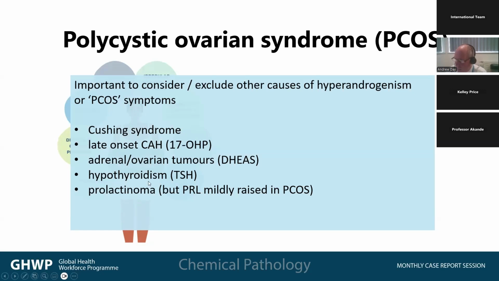Hypothyroidism can mask. Prolactinoma, well, could cause menstrual irregularity, and it's worth bearing in mind something that I didn't know until I looked into this topic recently, that prolactin levels are very commonly mildly elevated in PCOS. I haven't seen the mechanism for that, but something like a third to a half of patients with PCOS have slightly raised prolactin concentrations.